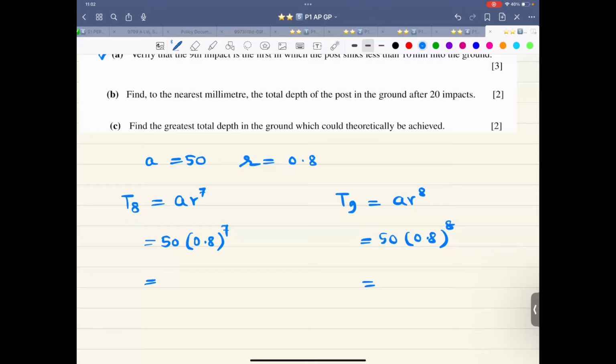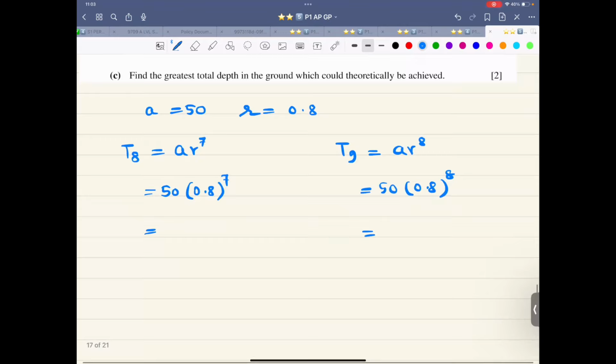Let me use my calculator also. So this is nothing to do with radians. 0.8 raised to the power of 7 into 50 comes out to be 10.485. And this is 0.8 again, 8.388.